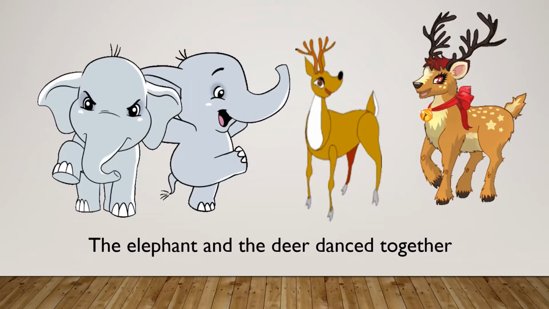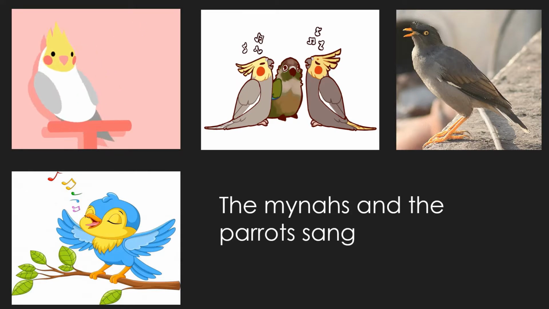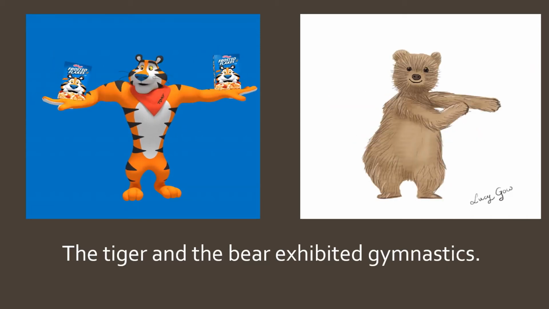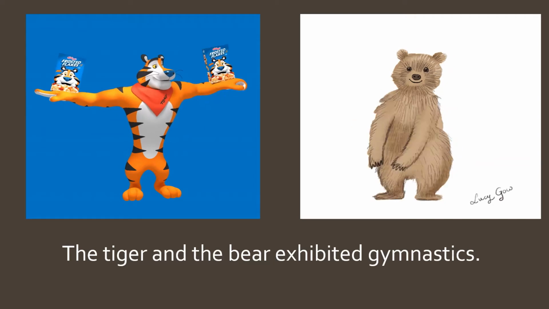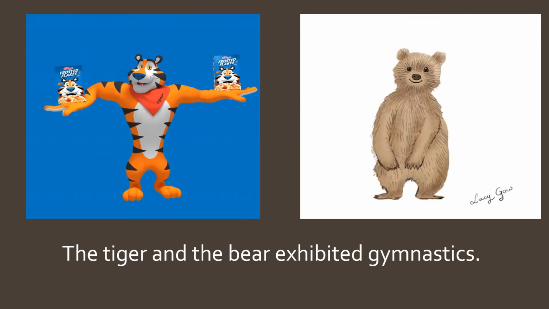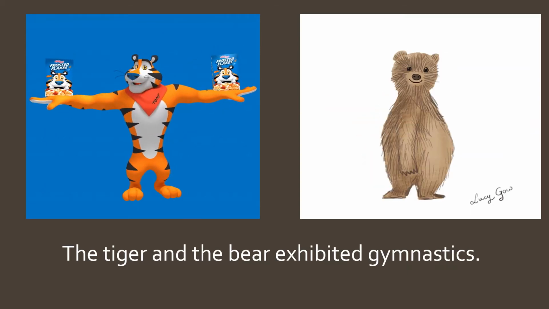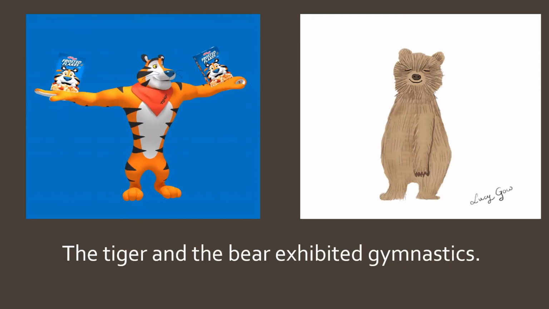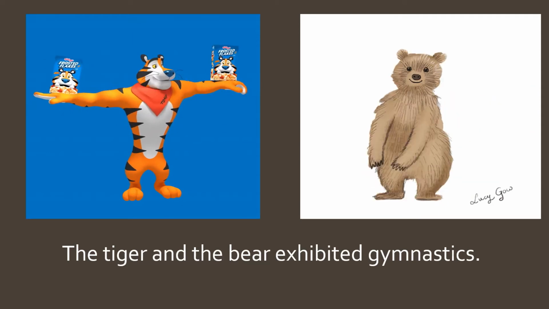The mynas and the parrots sang. What do these birds do? The mynas especially, which are small black birds, and the parrots sang the song in the musical evening. The tiger and the bear exhibited gymnastics. What is meant by gymnastics? Gymnastic movements are a special kind of exercise or sport where an athlete freely moves or rotates his body. So in this clipping you can see the tiger and the bear exhibiting gymnastic movements in the musical evening.